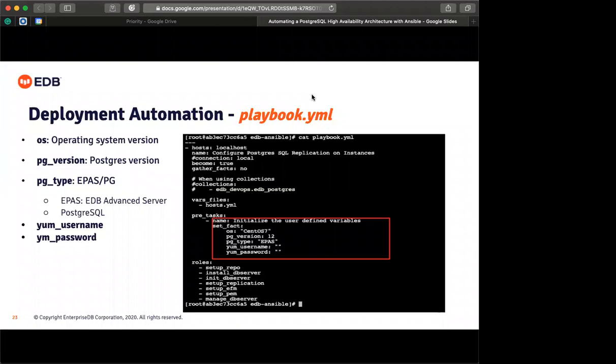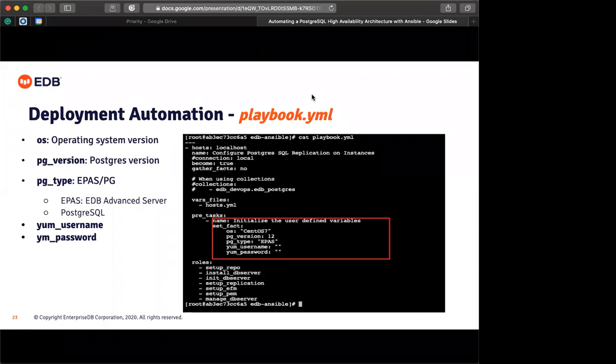What kind of a Postgres you want to deploy? Do you want to deploy EDB Postgres Advanced Server, or do you want to deploy community version, PostgreSQL, right? You can choose, you can say EPAS or PG. Then again, if you're deploying with that, you need to pass the yum username and the yum password, which again, you can get from the EDB website. EDB has a repo. From the repository, it pulls all the packages to deploy on the system. And you can see there's a collection, and the collection name is edbdevops.edb_postgres.